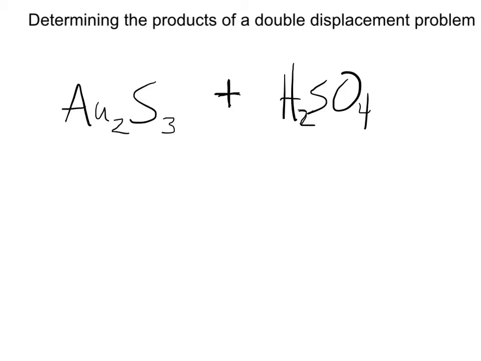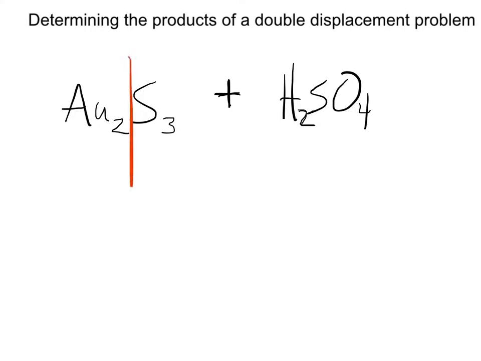Okay, so in this video, I'm going to take a look at how you can determine the products of a double displacement problem, assuming that they're both ionic compounds, and you can figure out the charges. Okay, this goes back to an idea that we talked about last semester in terms of ionic compounds.